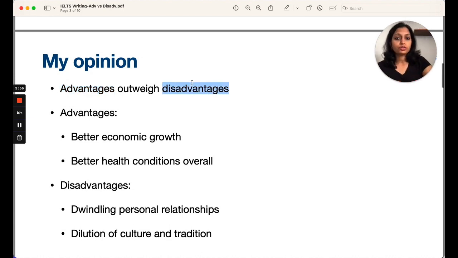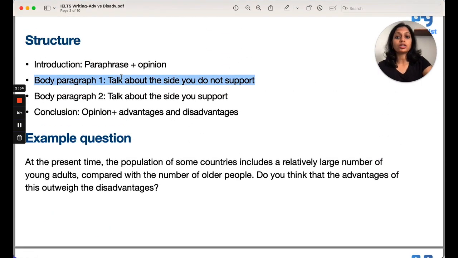So what I'm going to do here is start off by writing about the side that I don't support, which is the disadvantages, and then write the side that I support. Now, why am I following this sequence? Why not just write advantages and disadvantages in any order? The point I'm trying to make is about coherence and cohesion, which means to logically arrange your ideas. And the more logical and coherent your ideas are, the higher your band score is.